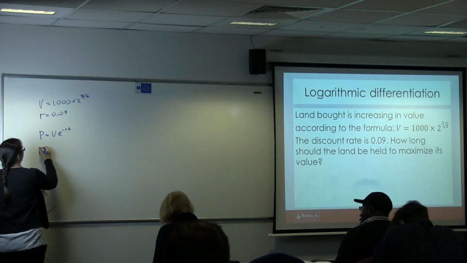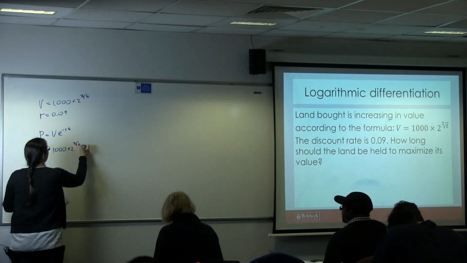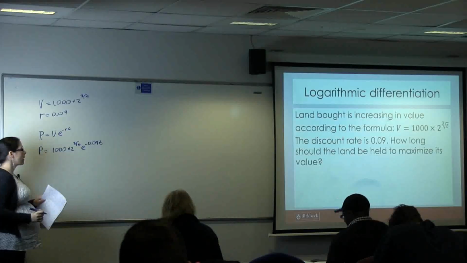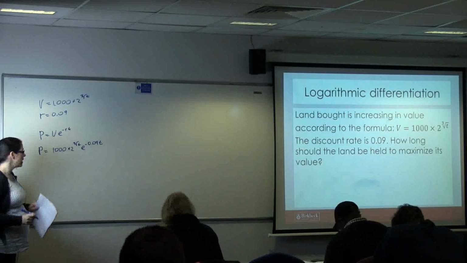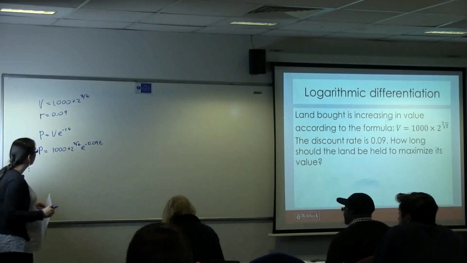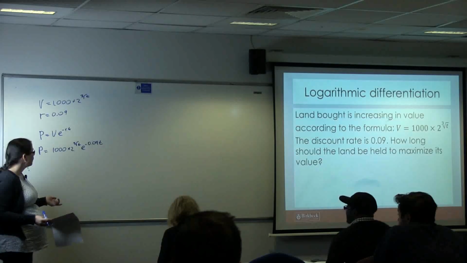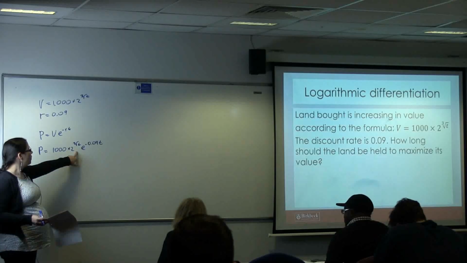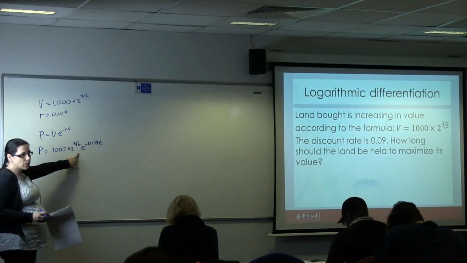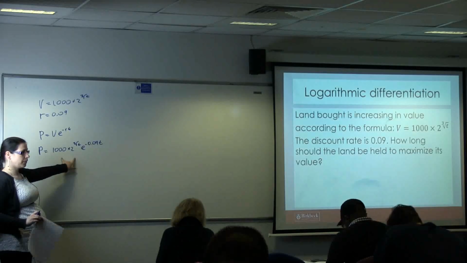So, what's going on in here then? P will be equal to 1,000 times 2 to the cube root t times e to the minus 0.09 t. And what I need to do here now, I need to maximize this function. Do you need to put brackets around the 1,000 times 2 to the...? You don't need to. There's no plus here. They are multiplied. So I don't have to, but if it makes it easier for me to see, by all means use the bracket. Having the bracket in a multiple doesn't really alter anything.